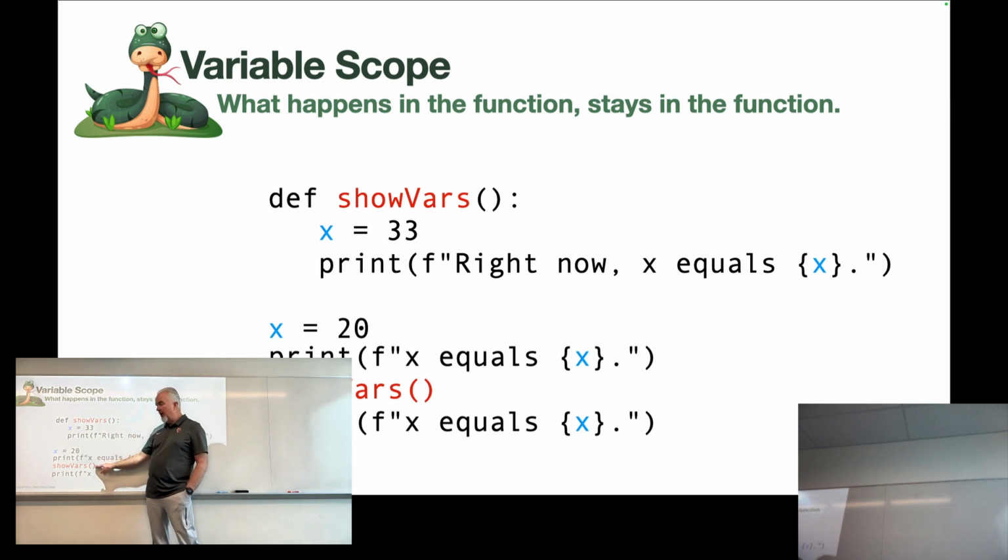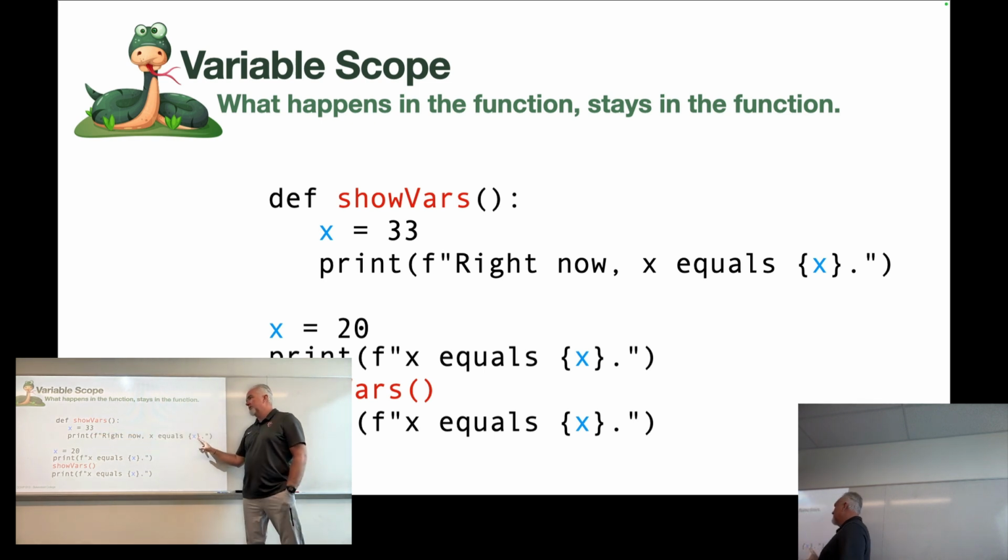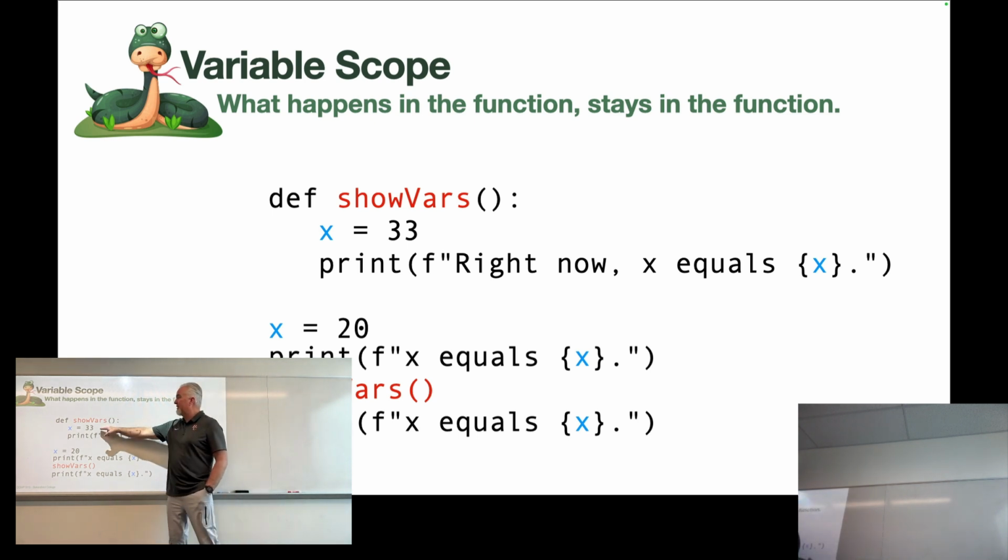Then you can see I call this function, show variables. When I call this function, it runs this code. It sets the value of x to 33. And then on the very next line, it prints right now x equals this. What's it going to print for this? 33, right? Because I literally said it was 33 on the line before. And then that function ends.